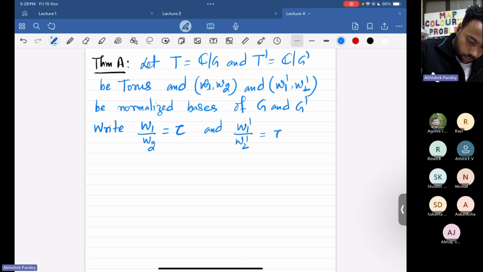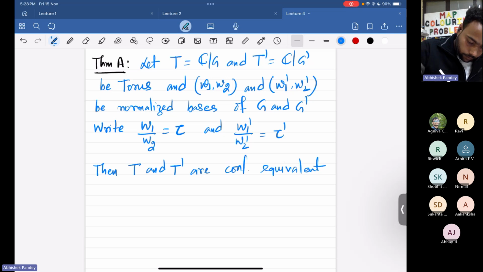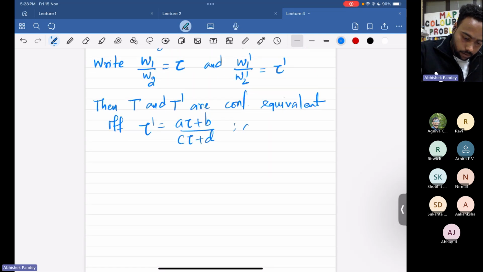This is basically tau dash. Okay. So then T and T dash are conformally equivalent if and only if tau dash is nothing but A tau plus B upon C tau plus D, where AD minus BC is 1 and A, B, C, D belongs to this set.